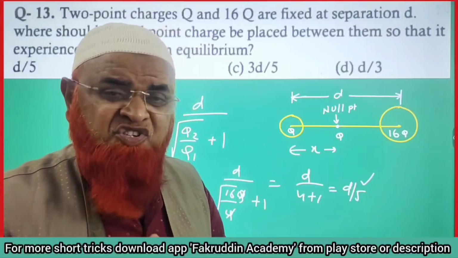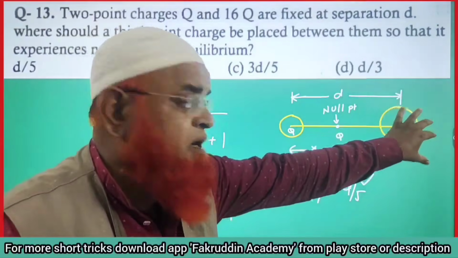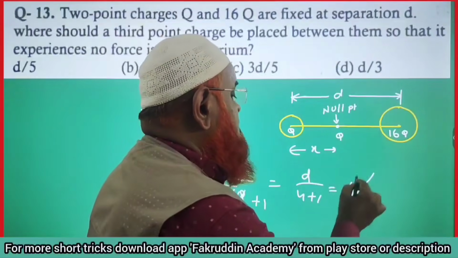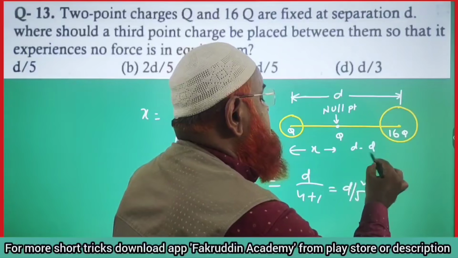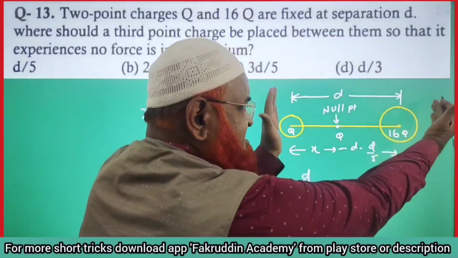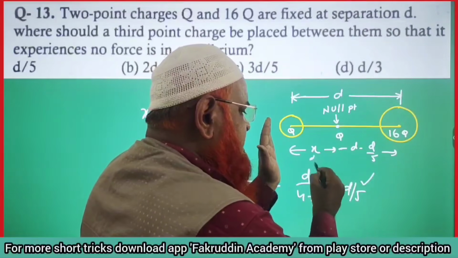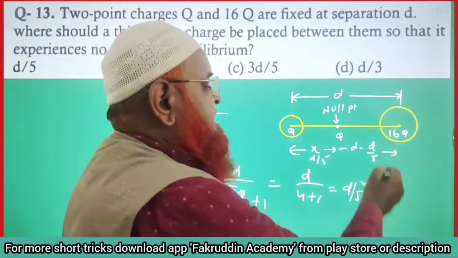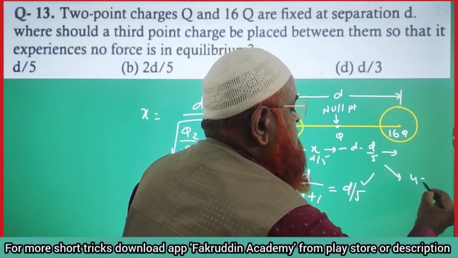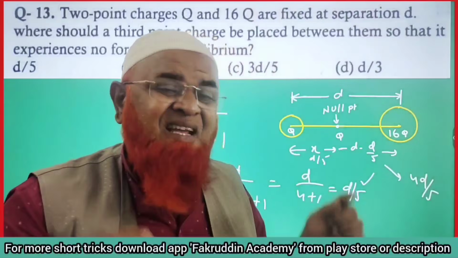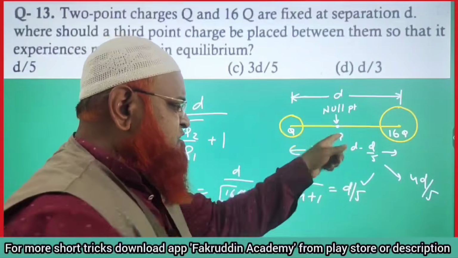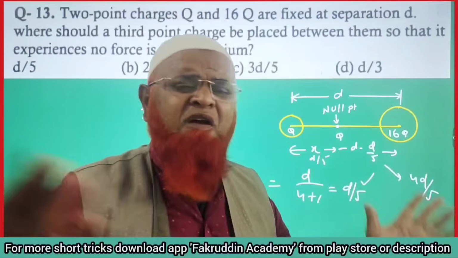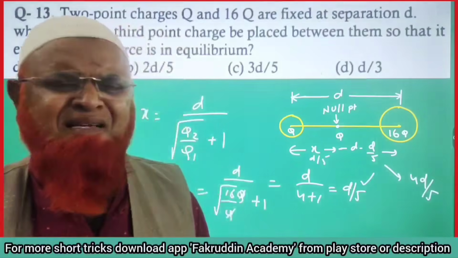If we are asked in the question for the distance of the neutral point from the larger charge, it's very easy. That means you have to find out d minus d by 5. Because this distance is d and this is x, which is taken as d by 5. From d, if you remove this d by 5, you will get the remaining answer as 4d by 5. With this, the conclusion is from the smaller charge, the neutral point is going to be d by 5. From the larger charge, the neutral point is going to be 4d by 5. That's it. So simple it is.